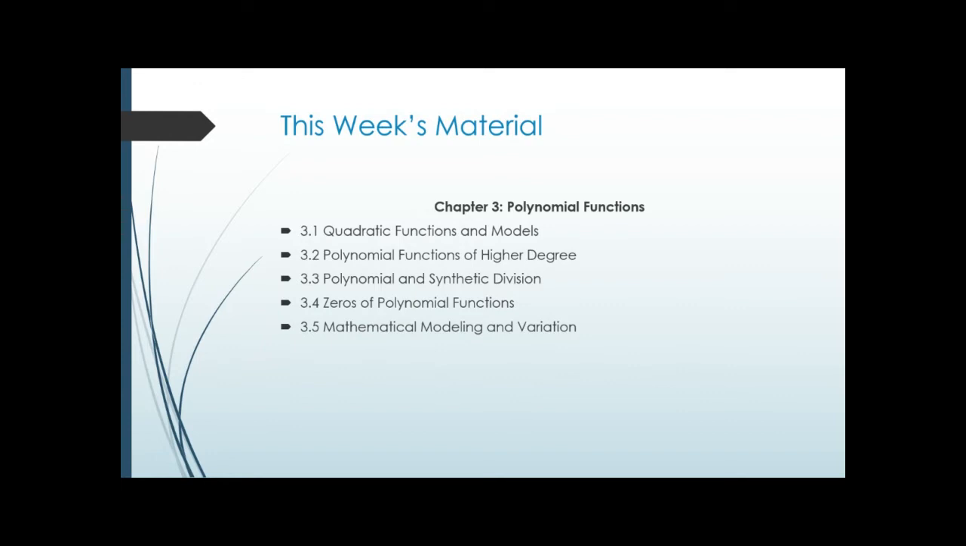Then in 3.2, we're looking at polynomial functions of higher degree. So that's going to be degree of 3, 4, 5. We could go much higher than that. We usually don't. Then we're going to be talking about polynomial and synthetic division, and that is going to make 3.4 much easier, which is zeros of polynomial functions. And we have talked about zeros in the past. Zeros are basically the x-intercepts, but you can have complex numbers as your zeros. And then 3.5 is mathematical modeling and variation.